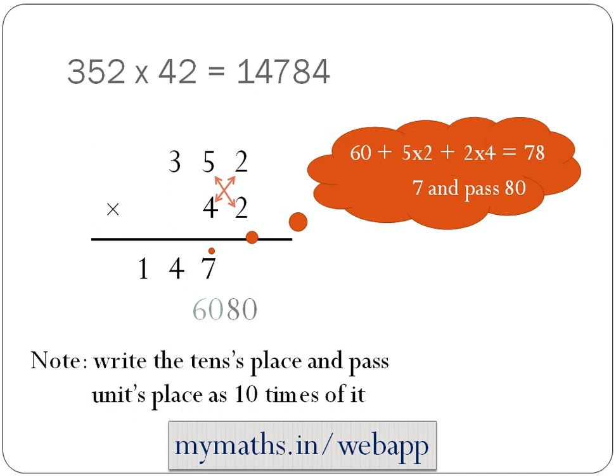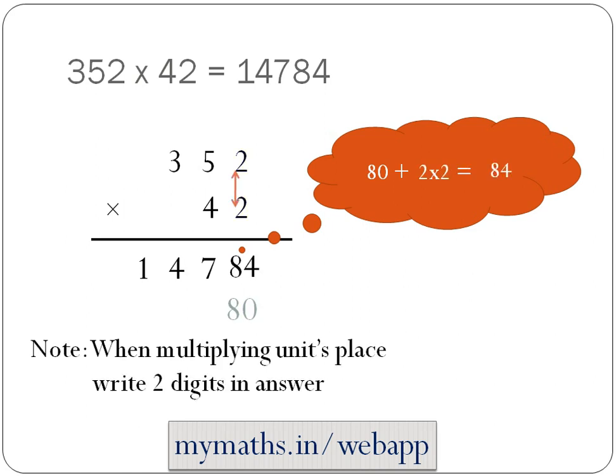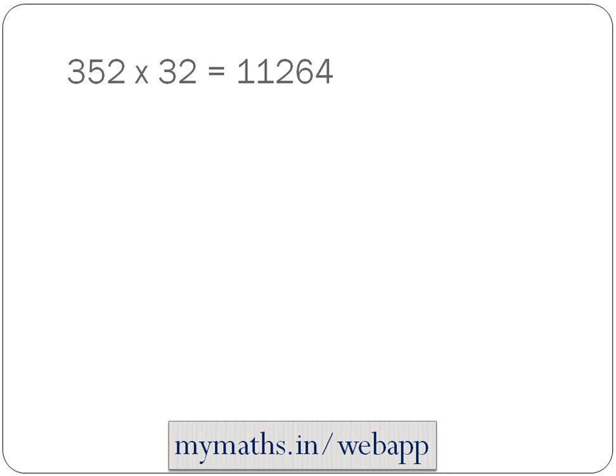So we write 4 and pass it 7, and then we write 7 in the third part and pass 8 as 80 to the last part. 80 is already there, and 2 times 2 is 4. 80 plus 4 as 84. So the final answer is 14784. Let us take one more example, that is 352 times 32.